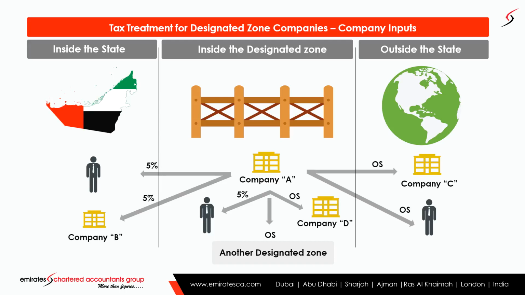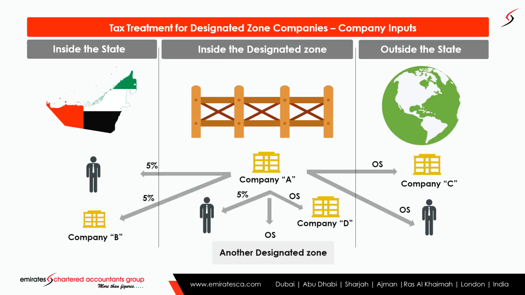At the same time, if the registered company in the designated zone is selling to a mainland company or to an individual, overall the tax impact will be 5%. If a company registered in the designated zone is selling to another company registered in the designated zone, there won't be tax. But if such a sale is made to an individual for consumption, definitely 5% tax has to be collected by the designated zone company and paid to the authority.